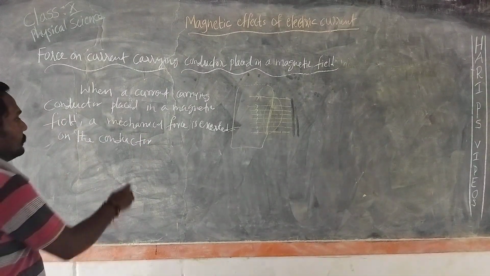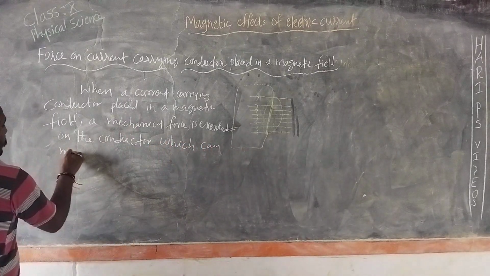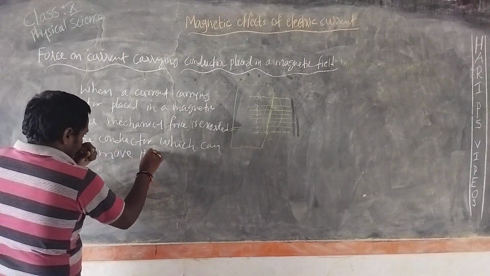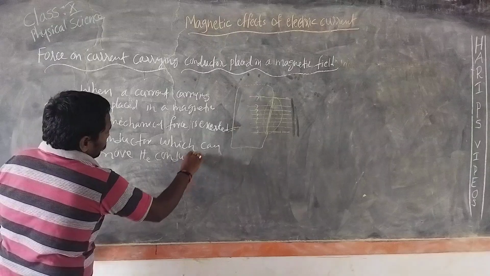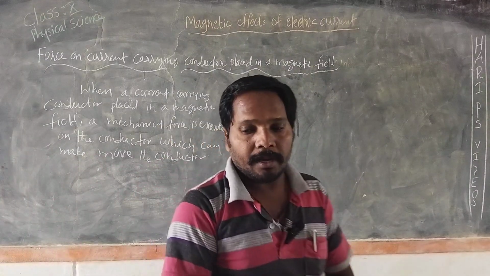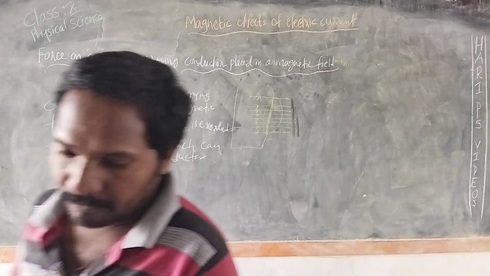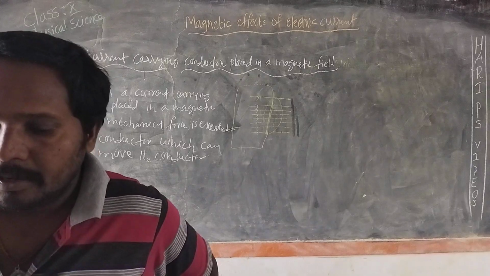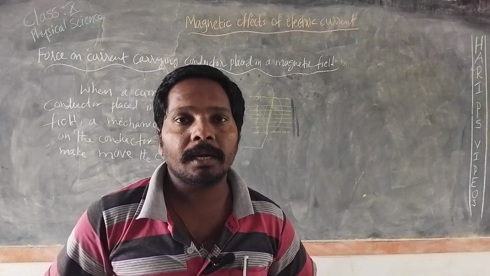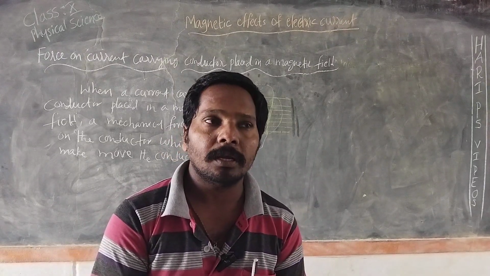which can move the conductor. This statement was given by Michael Faraday in 1821. This is known as the motor principle, also known as the electric motor principle.